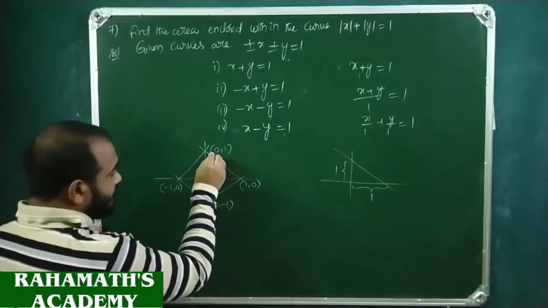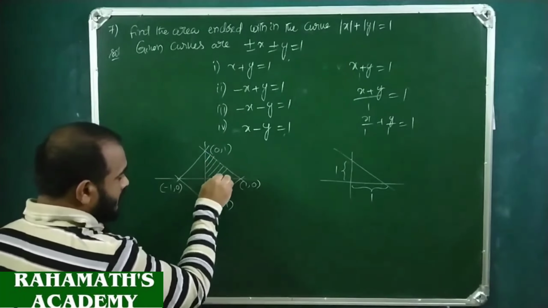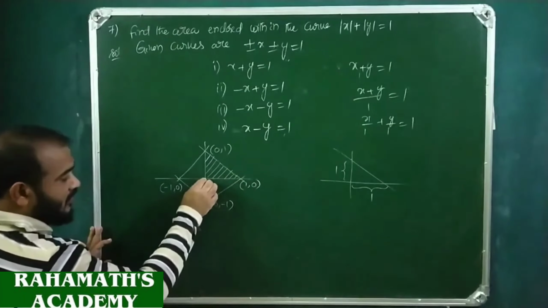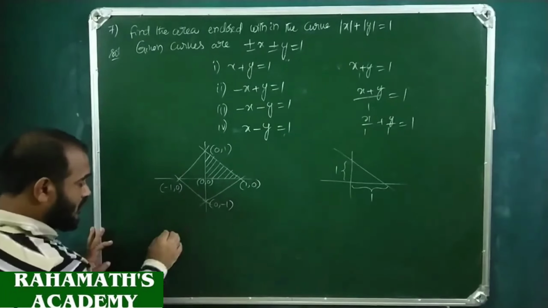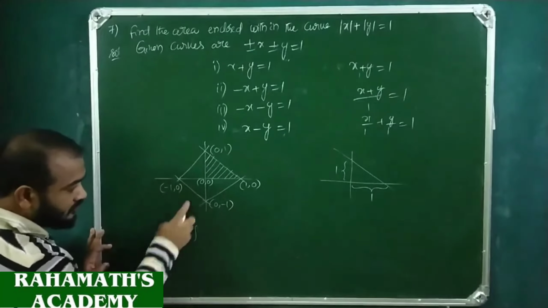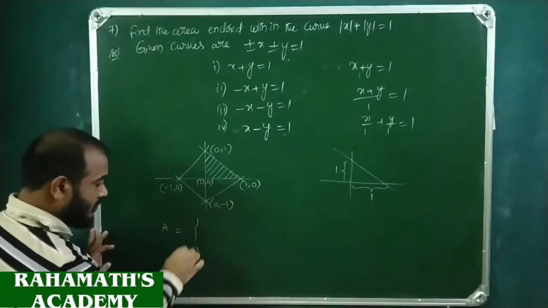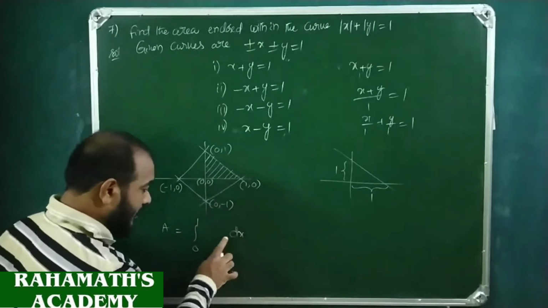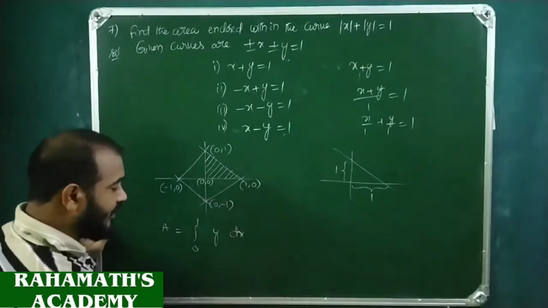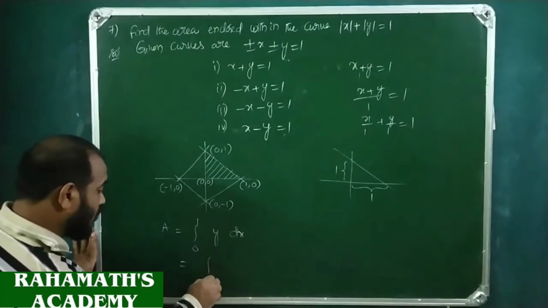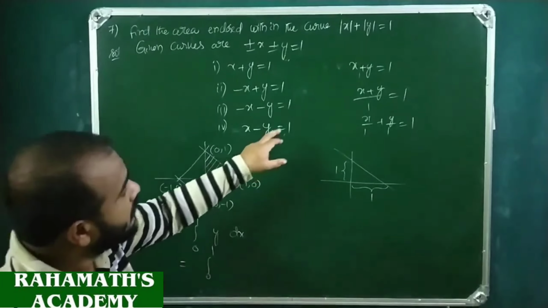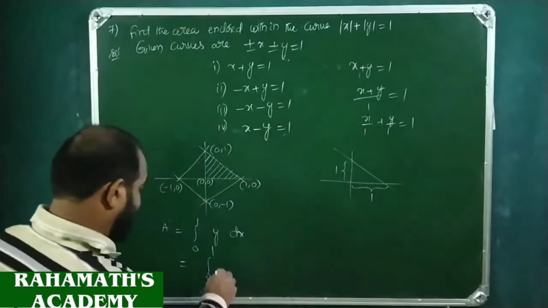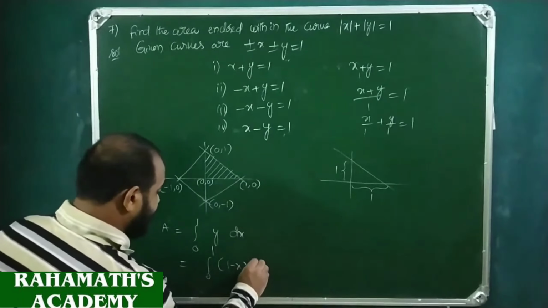So here, for the area of the region, this is 0 comma 0. So area is equal to 0 to 1 are the limits of x. Therefore dx, if this is dx, y dx is what we need to take. So integral 0 to 1, what is y? Y is equal to 1 minus x dx.